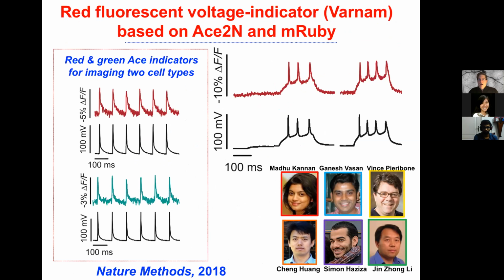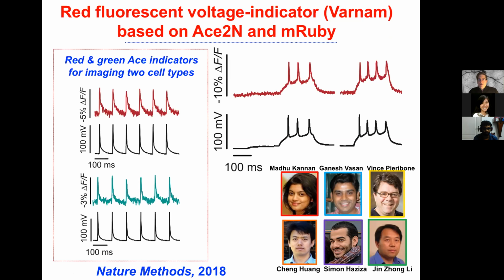Now, recently we've developed with collaborators the use of different colors of these FRET opsin indicators. So in work led by Madhu Kannan and Ganesh Vasan in Vincent Pieribone's lab, they used this FRET opsin principle, but substituted another genetically encoded fluorescent protein for the ACE-mNeon. They used mRuby, a red fluorophore, to create a red fluorescent voltage indicator that they called Varnam.